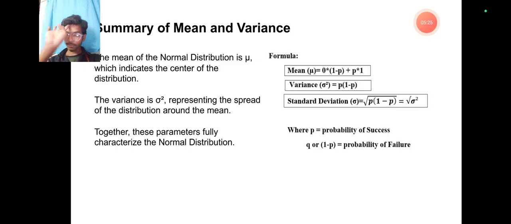So here we have learnt about the separate definitions and mathematical expressions of the mean and variance. The summary of mean and variance for the normal distribution is: the mean is μ, which indicates the center of the distribution; the variance σ² represents the spread of the distribution around the mean; and together these parameters fully characterize the normal distribution. Here we can see the formula.